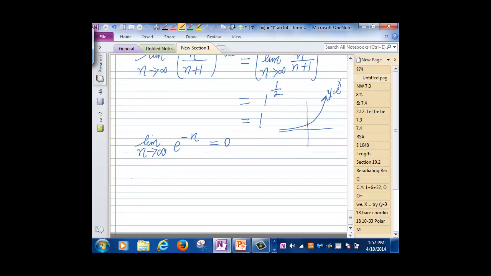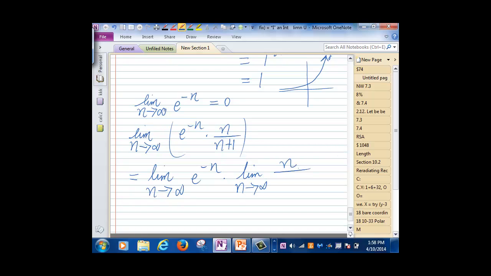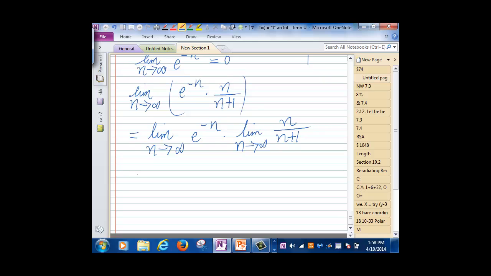So what's the limit as n goes to infinity of e to the negative n multiplied with n over n plus 1? What will that limit be? By the product rule that I gave you, this limit is the same as the limit as n goes to infinity of e to the negative n times the limit as n goes to infinity of n over n plus 1, and one of them is 0, the other one is 1, so the limit is 0. Everybody's okay with that. This is how you apply these algebraic rules.